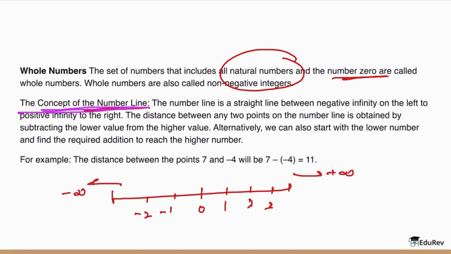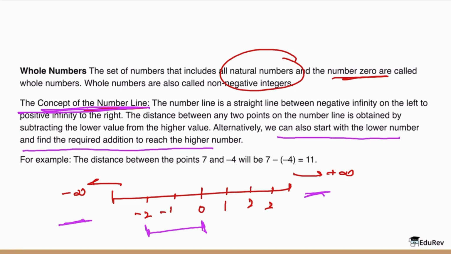The number line is a straight line from your negative infinity on the left to your positive infinity on the right. The distance between any two points on the number line is obtained by subtracting the lower value from the higher value. Alternatively, we can also start with the lower number and find the required addition to reach the higher number.